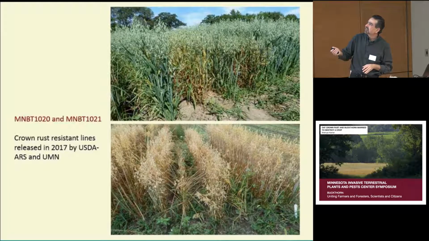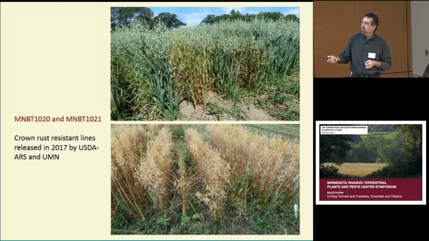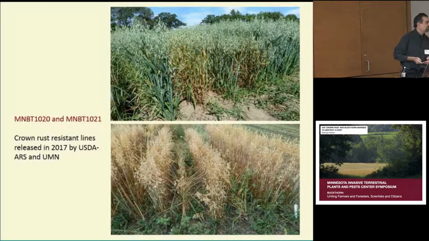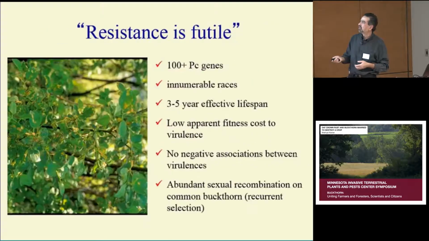Essentially, you can see this is a resistant oat variety right here. Next to it is a susceptible sib. Resistant, susceptible. This is a gene that was introgressed from a wild oat species into this line. And you can see at maturity, the resistant ones have some grain on them, but the susceptible ones are just sticks. So you can see how much of an effect crown rust can have on oat yield. So this was recently released. Hopefully it will last more than 3 years, but we don't know.